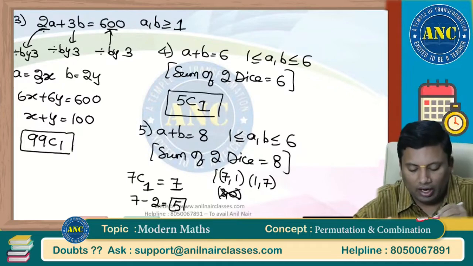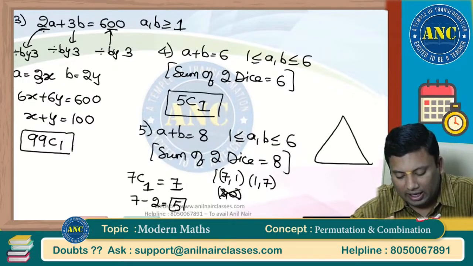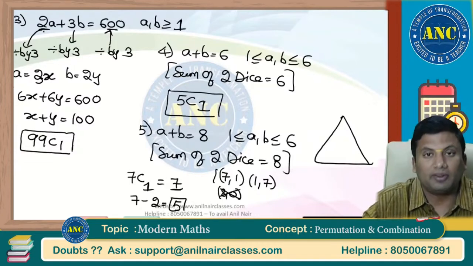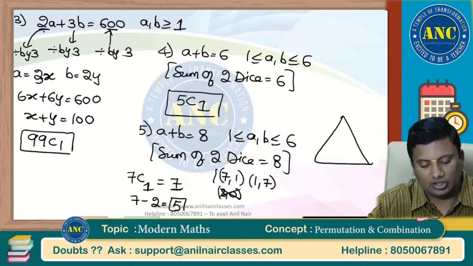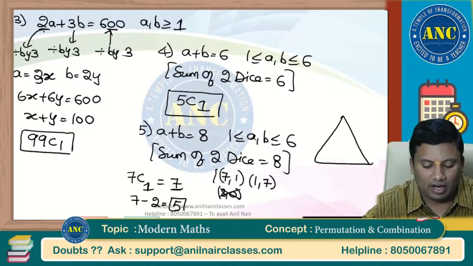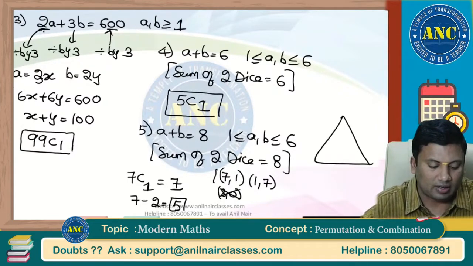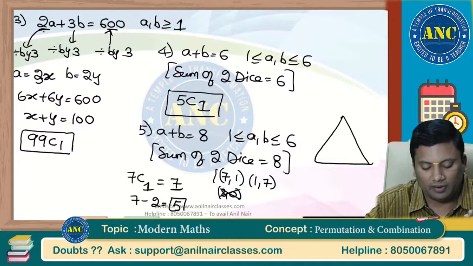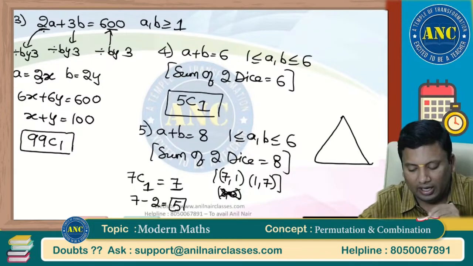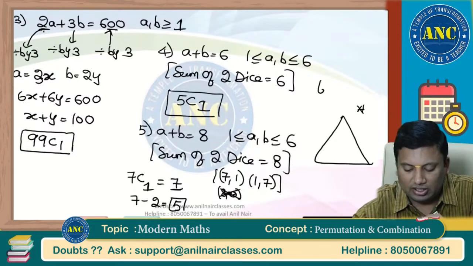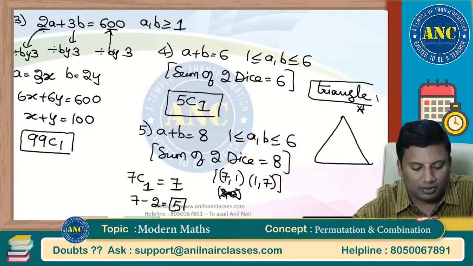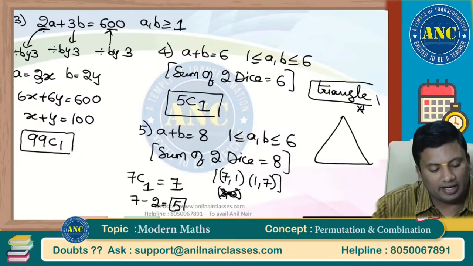I already told you there is a triangle method through which you can determine it. In case you are not comfortable with the triangle method, that also we will discuss. a + b = 8, 1 ≤ a, b ≤ 6: 8 means 7C1, and there are two cases exceeding 6, 7 comma 1 and 1 comma 7, which can be eliminated. These also I will discuss. Just park it for some time. Triangle method to determine the sum of two dice.